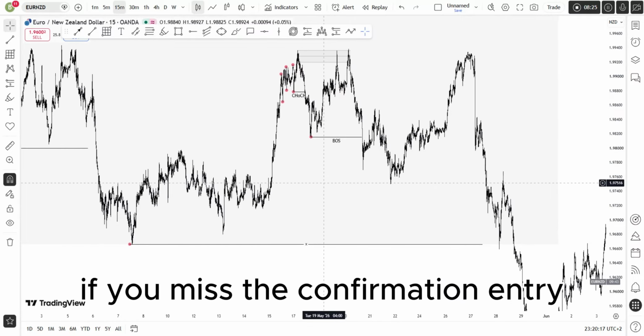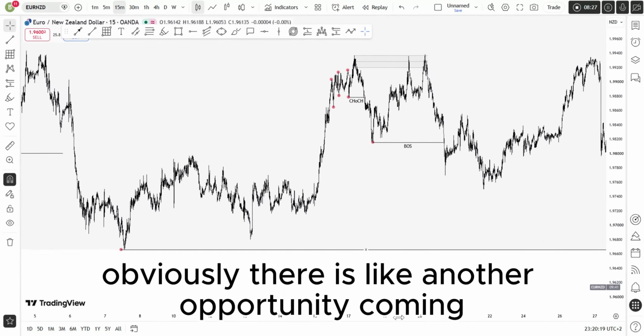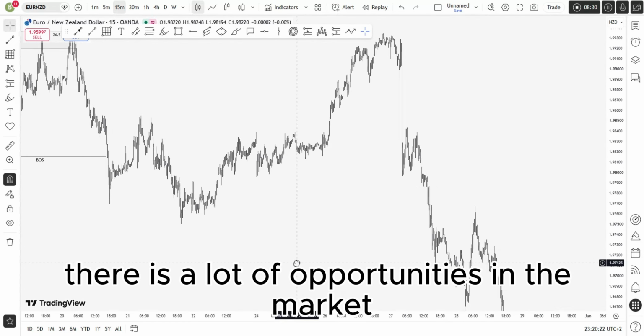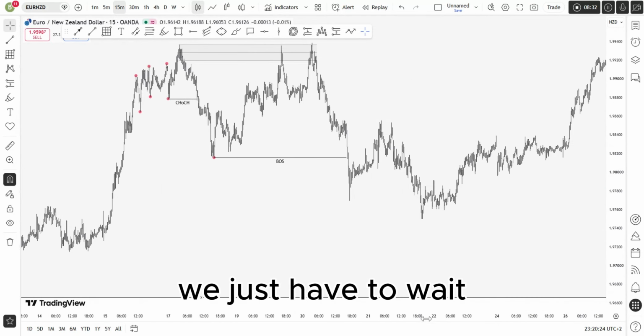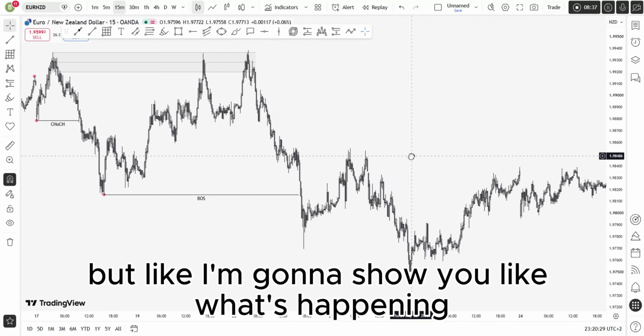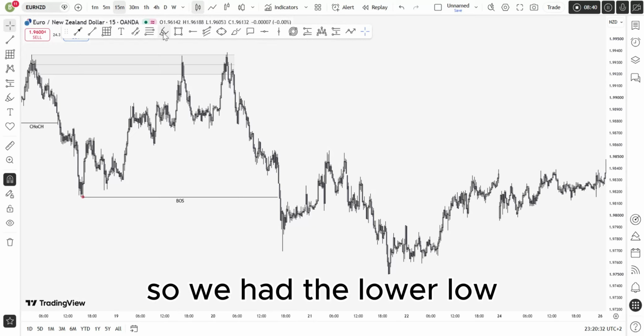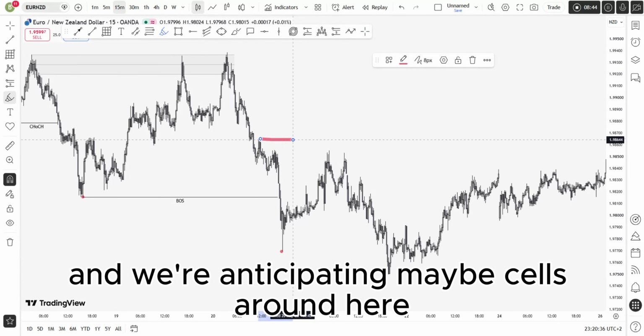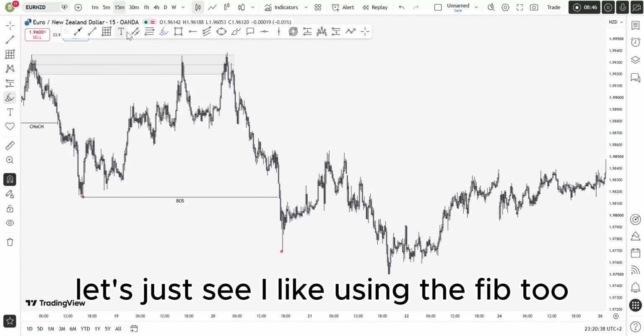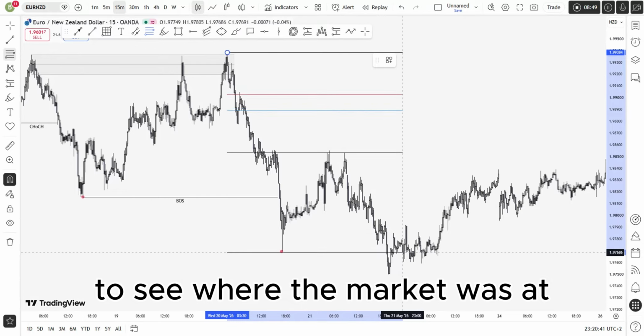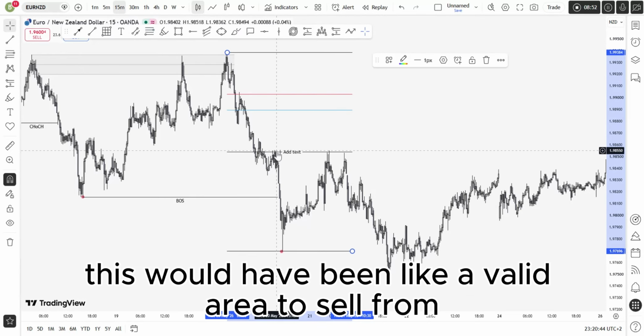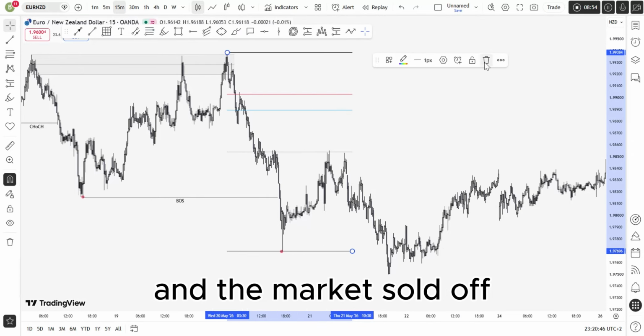If you miss the confirmation entry, obviously there is another opportunity coming. There are a lot of opportunities in the market. You just have to wait. This one is a bit advanced, but I'm going to show you what's happening. So we had the lower low, and we're anticipating maybe sells around here. Let's just see. I like using the fib tool to see where the market was at. So around here, yeah, this would have been a valid area to sell from, and the market sold off.